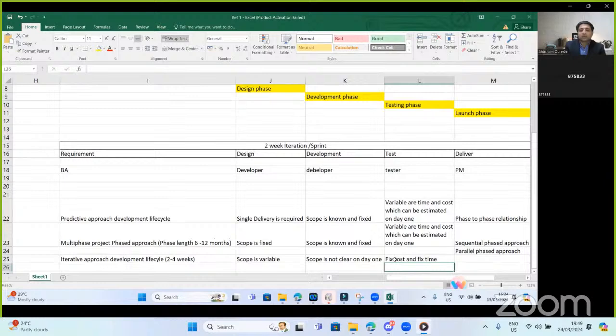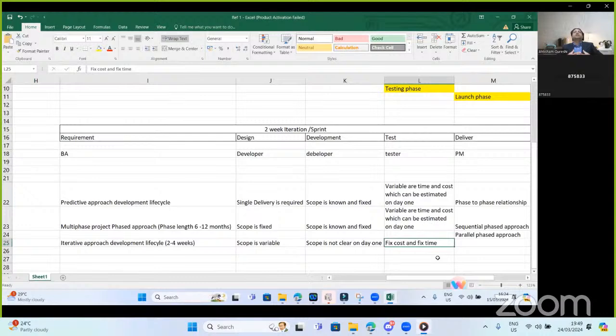Otherwise, definitely we do not have indefinite resources. We always have definite resources, and that's where project management comes in. We need to deliver the most out of the definite resources. So we say we have fixed time, fixed cost, but we don't know the scope. Let's try to uncover the scope and deliver something which is more valuable for the client.